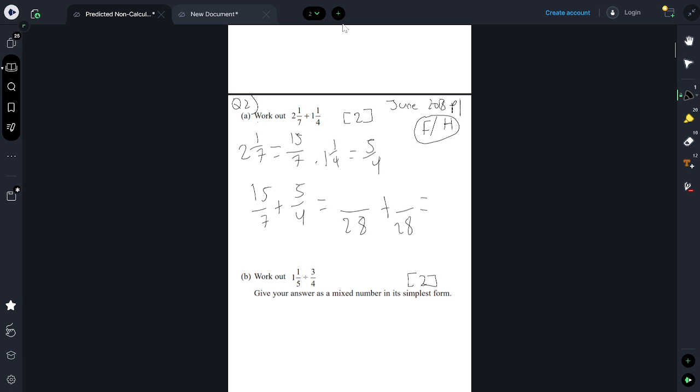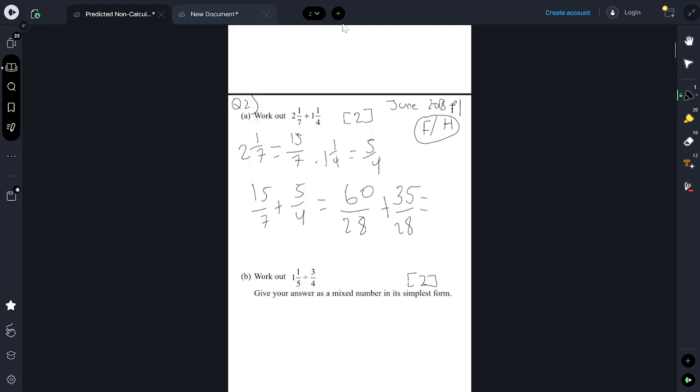Okay. So now we're going to need, well, 7 times 4 gets us 28, so we're going to need to times the top and bottom by 4 here. So 15 times 4 is 60. And likewise with here, well, this is 4, so to get to 28, we times by 7 now. So 5 times 7 is 35.